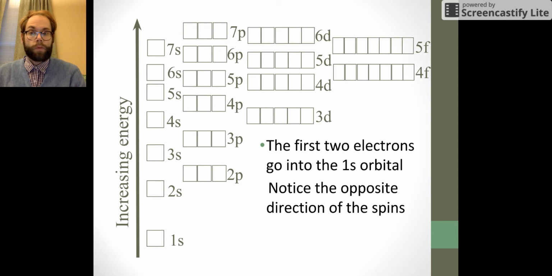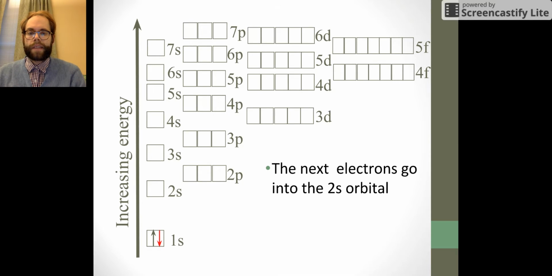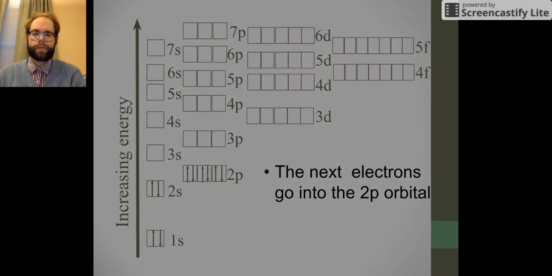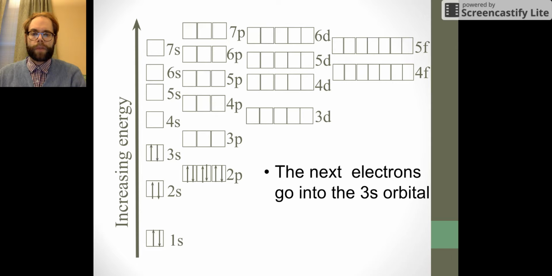So to write the diagram, the first 2 electrons would go into the 1s orbital. There we go. Notice the opposite direction of the spins. Then the next electrons would go into the 2s orbital. There we go. Then we're going to move into the p orbital. Notice one at a time, following the Pauli rule. Then down. Then we're going to fill up the 3s level.